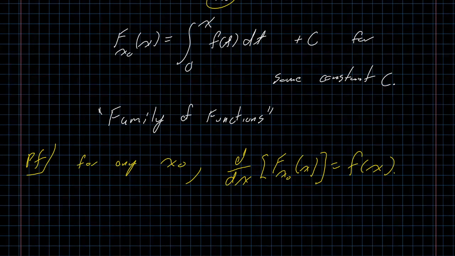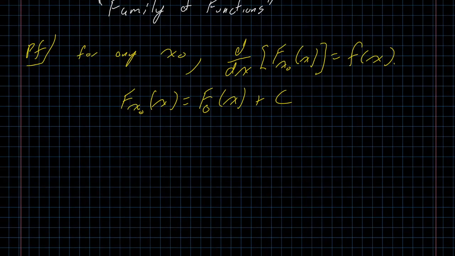And so by our lemma, f sub x naught of x is equal to f sub any other x naught, like 0, plus our constant of integration. And of course, f sub 0 is the integral where x naught is 0.